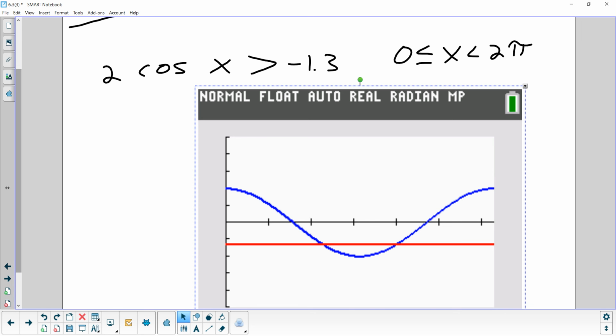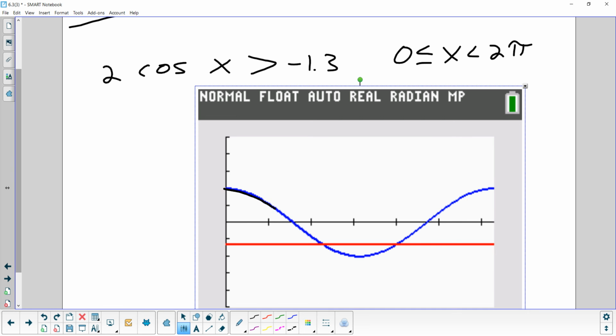So how many different sections are there then? If I can't trace continually, that means there's more than one section above the red line that I can't get to without lifting my pencil and starting somewhere else. How many sections are there? Yes, there's 2.